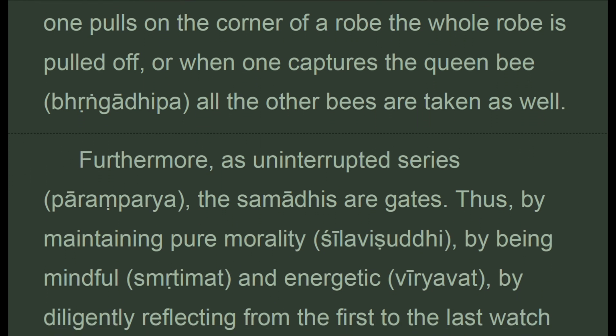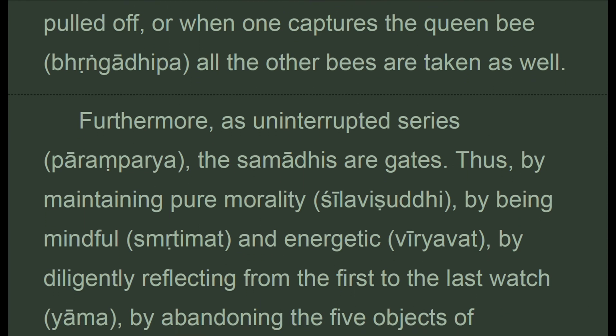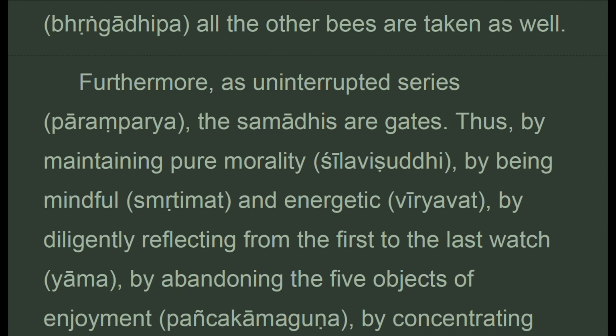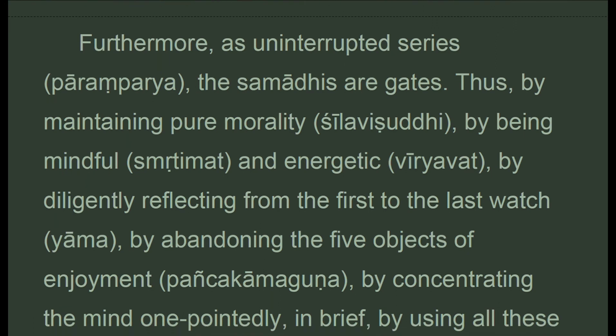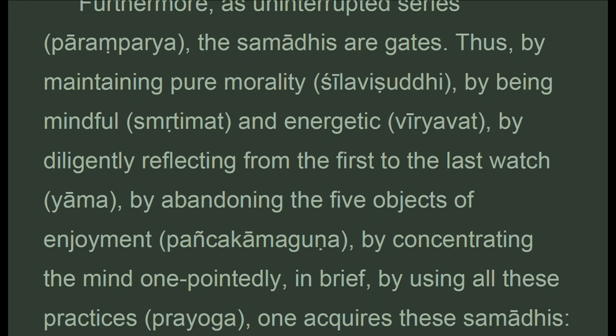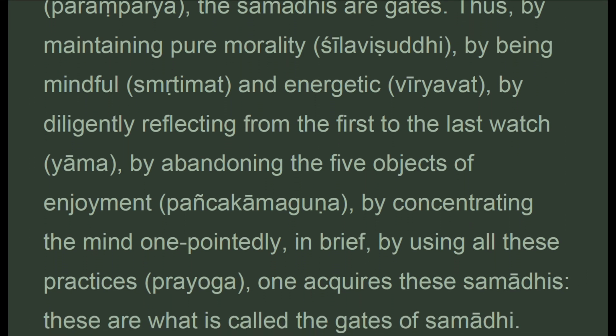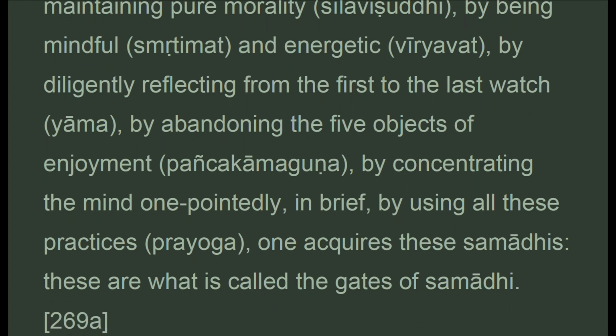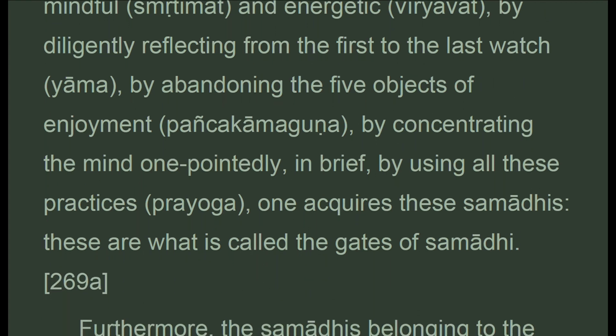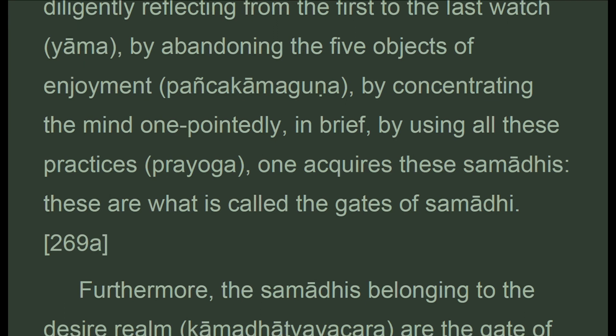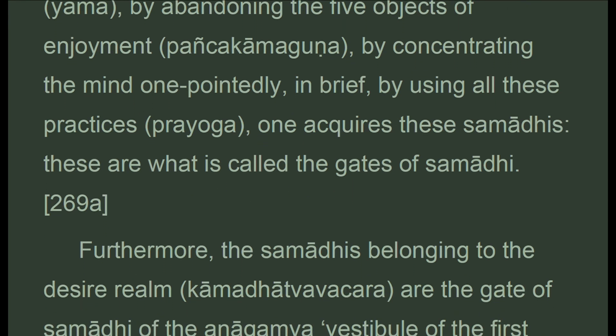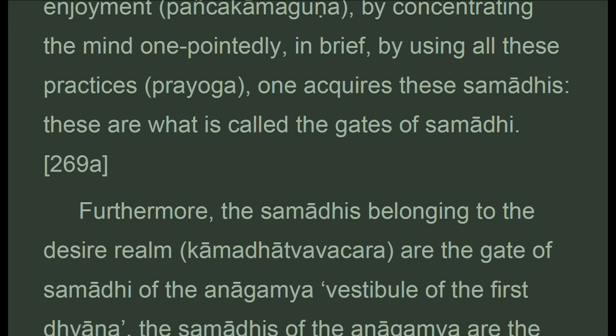Thus, by maintaining pure morality, by being mindful and energetic, by diligently reflecting from the first to the last watch, by abandoning the 5 objects of enjoyment, by concentrating the mind one-pointedly, in brief, by using all these practices, one acquires these samadhis. These are what is called the gates of samadhi.